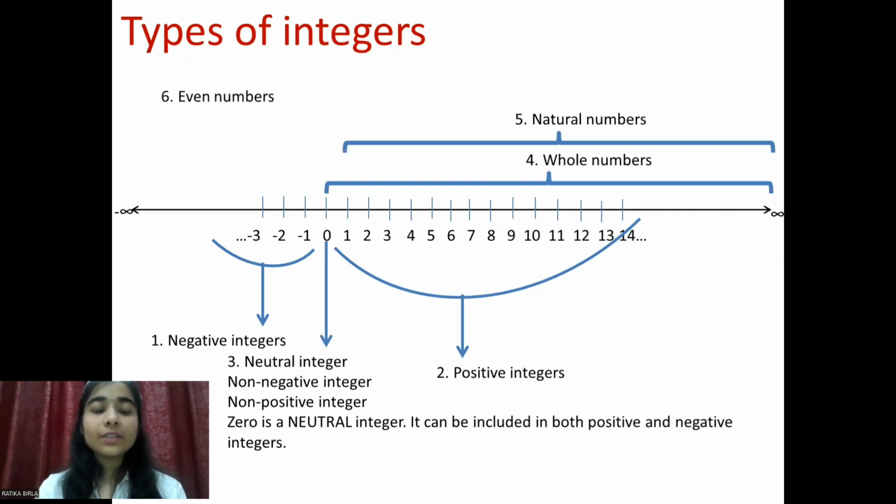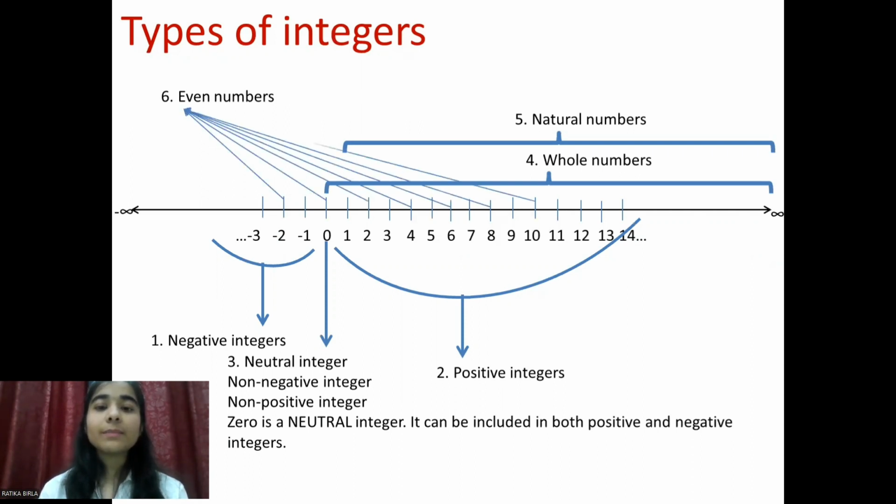Now let's move to even numbers. Even numbers are those numbers that when divided by 2 leave a remainder of 0. For example, -2, 0, 2. These are all even numbers because if we divide them by 2, we will get a remainder of 0. Let's move to odd numbers. Odd numbers are those which when divided by 2 leave a remainder other than 0. For example, -3, -1, 1, 3. These are all odd numbers.